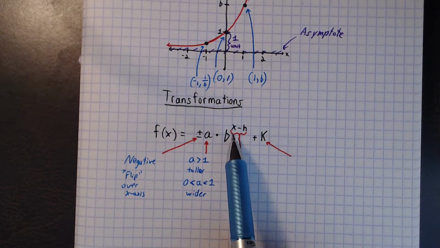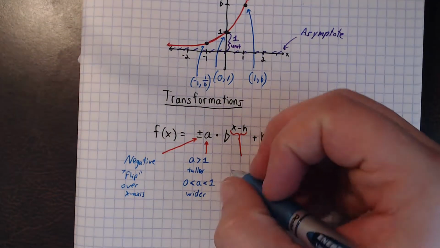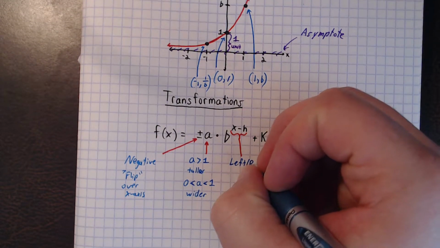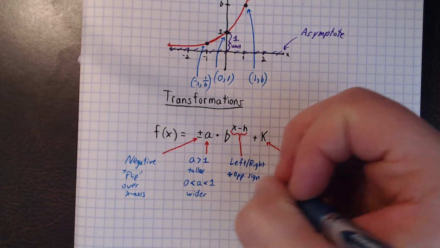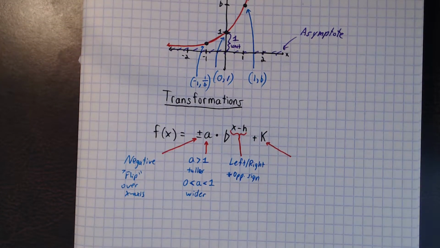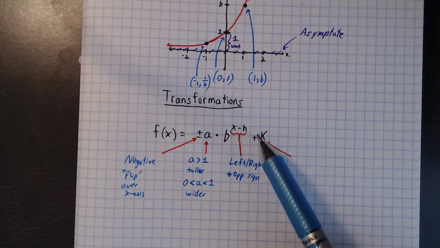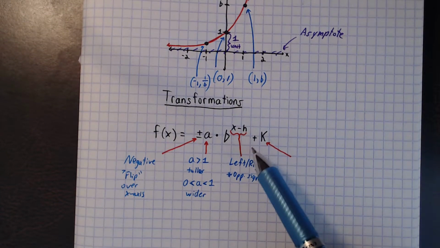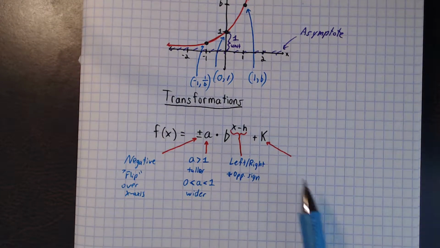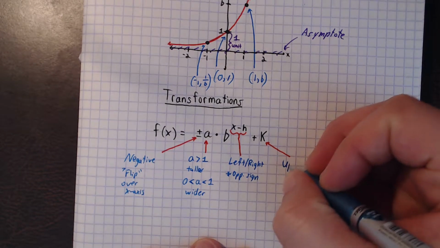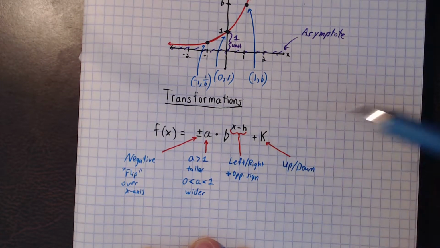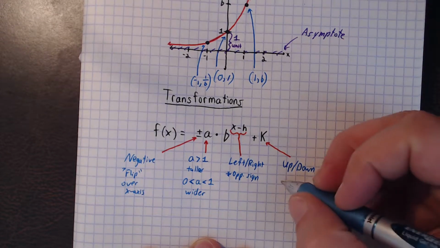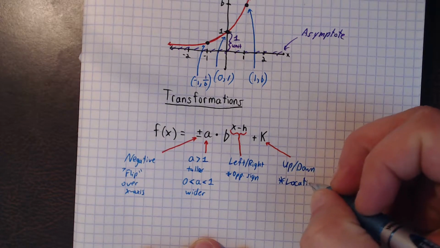Then we have our x minus h value. This is going to be our left-right movement, and it's going to be opposite sign. We've seen this in the past. If we have a plus, we want to go in the negative direction, which would be left. We have a minus, we want to go in the positive direction, which is right. And then we have our last plus k, which is our up and down motion. We want to follow the sign, and what's really nice about this is not only is it following the sign, but it's also going to tell us where our asymptote is. That's the location of the asymptote.